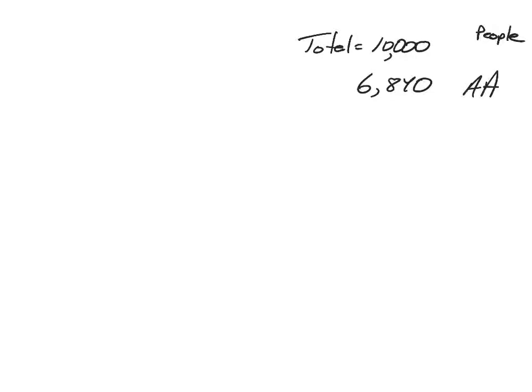Hypothetical population of 10,000 humans. So we got a total population of what? Notice I'm starting to write it down right away. 10,000 total, and they're people, so I know they have 2 copies of each gene. 6,840 individuals have AA. 2,860 have AB. And 300 have BB.